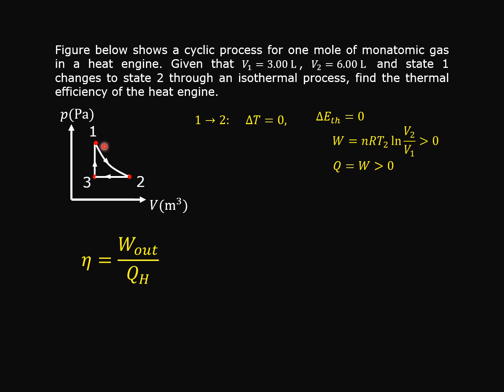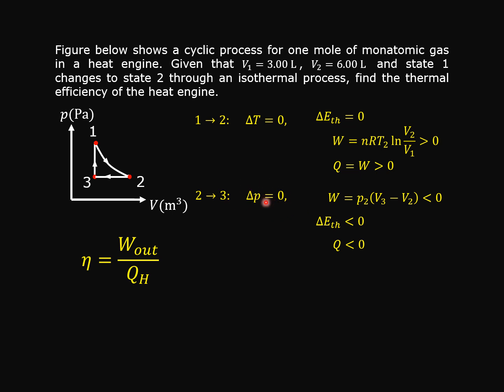So the Q involves the heat transfer in the process of 1 to 2. The heat is transferred into the system, into the gas. From state 2 to state 3, this process happens at constant pressure. So delta P equal to 0, and we call this process isobaric.